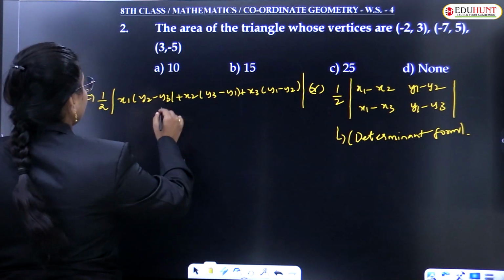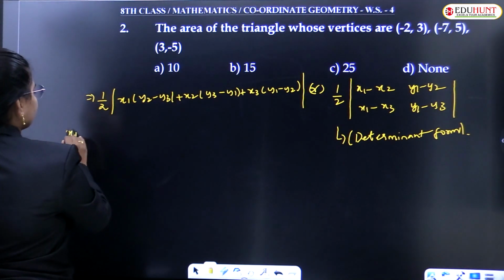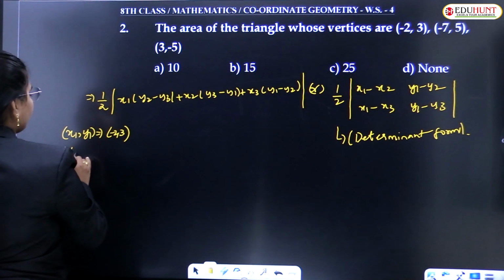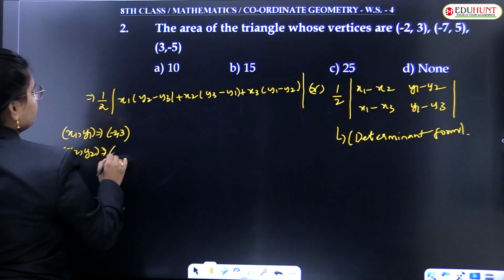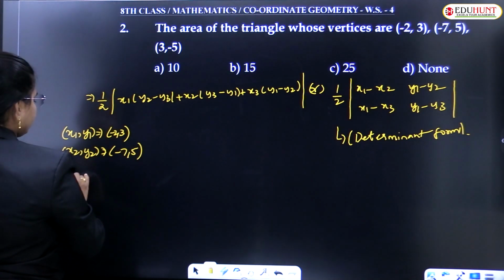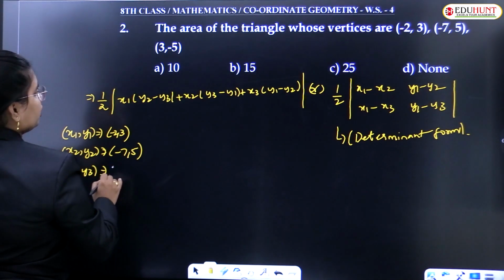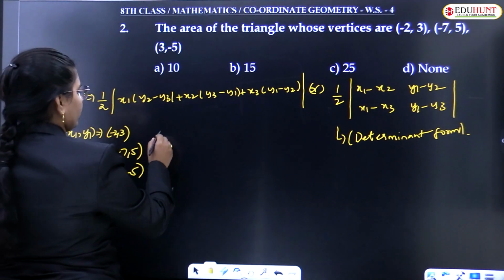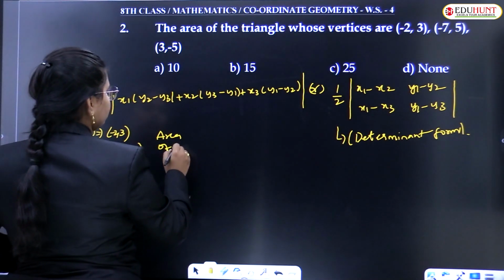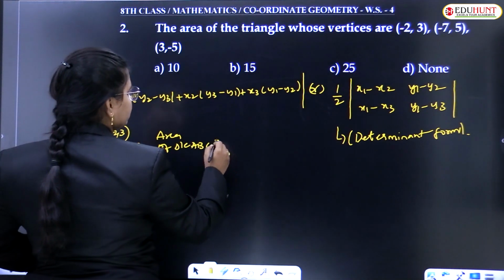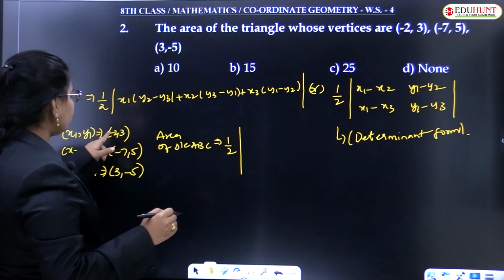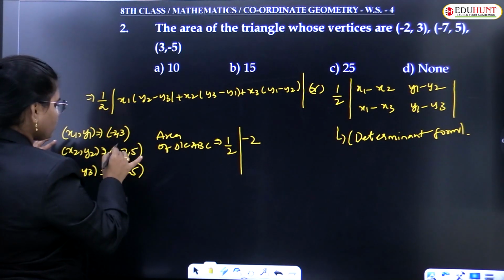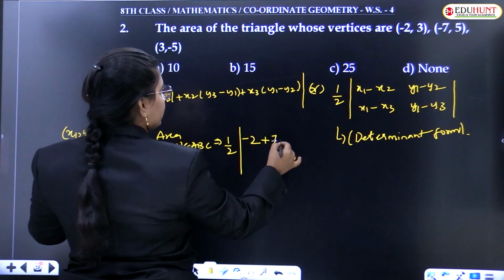So what are you going to get? Let's solve. What are x1, y1 here? x1 comma y1 is equal to minus 2 comma 3, x2 comma y2 is equal to minus 7 comma 5, x3 comma y3 is equal to 3 comma minus 5. Substitute all the values in the above formula, right? So area of triangle ABC is equal to half mod x1 minus x3, minus 2, x1 minus x2, minus 2 minus of minus 7 is plus 7.